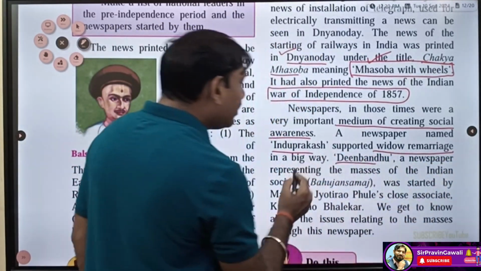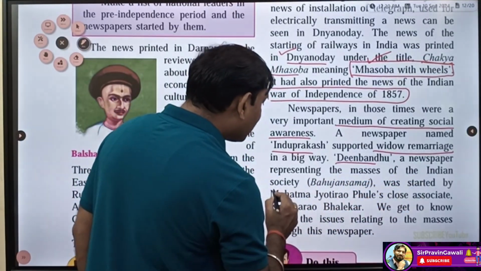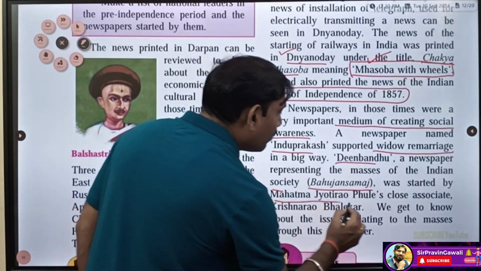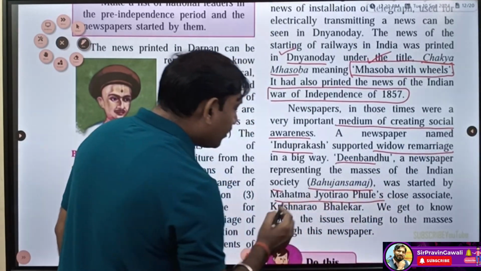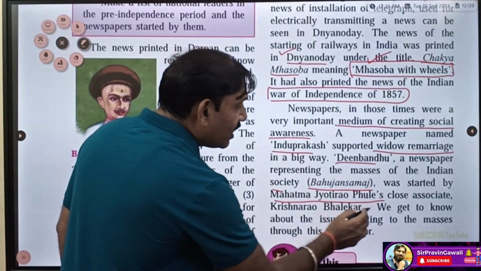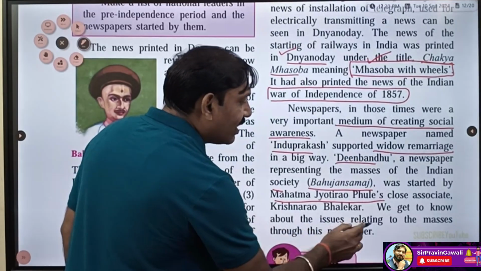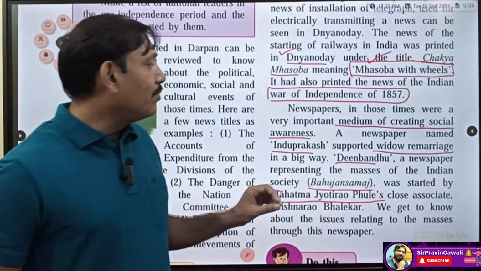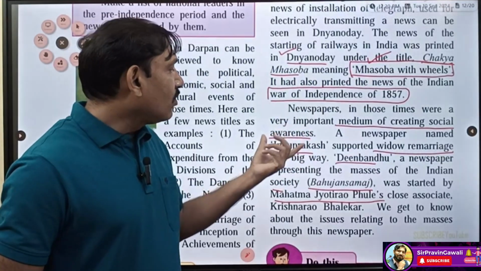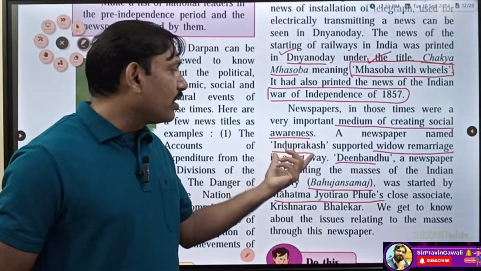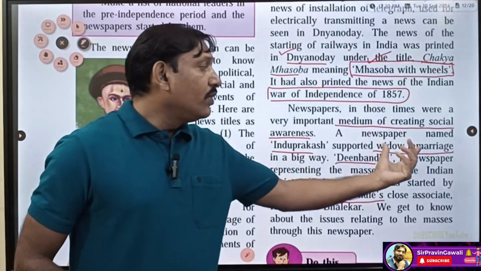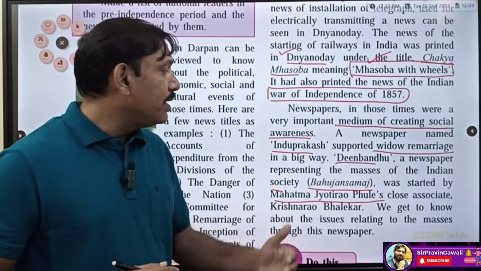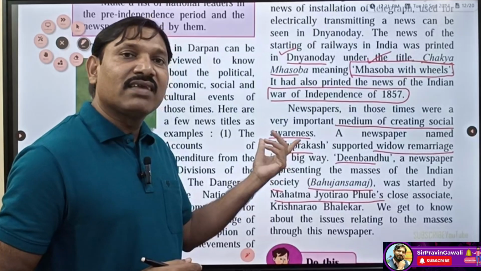Deenbandhu, a newspaper representing the masses of Indian society, that is Bahujan Samaj, was started by Mahatma Jyotiba Phule's close associate Krishna Rao Bhalekar. We get to know about the issues relating to the masses through this newspaper. So all the papers are very important. One of the important papers is Indu Prakash, which supports widow remarriage, and awareness was created in society with the help of this newspaper.